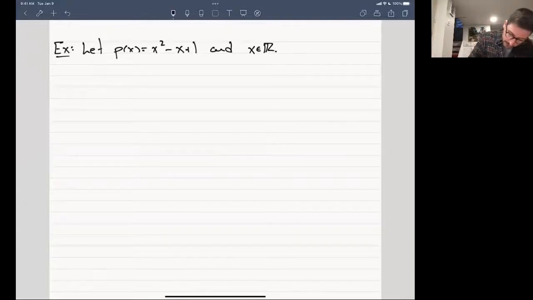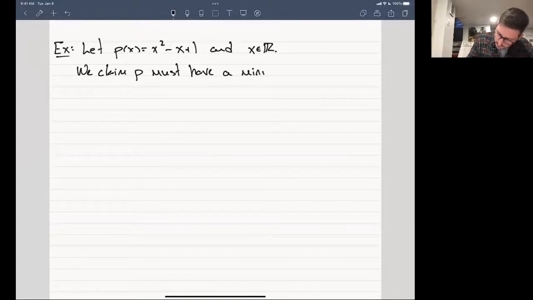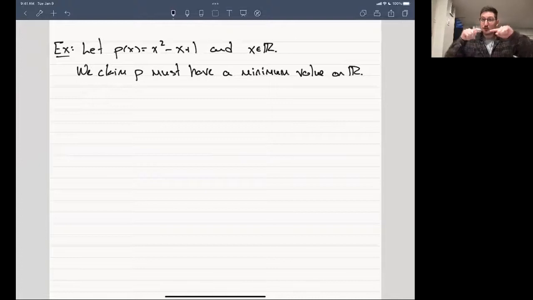Well, we claim P must have a minimum value on R. This thing doesn't have a maximum value. You know quadratic functions, right? In this case, you have a positive leading coefficient. It's opening up. And so it's not going to have a maximum value on R. But you also know quadratic functions have a turnaround point, the vertex at the bottom. And so that's its minimum. We're going to prove that this thing actually has a minimum.